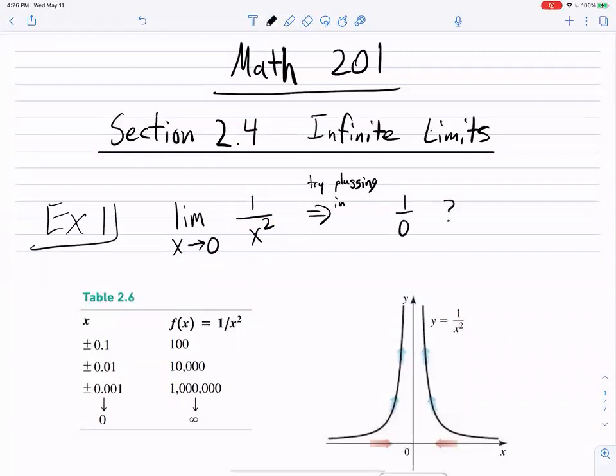But what is 1 over 0? How do we represent what 1 over 0 is? Because you can't divide by 0, right? We're not allowed to do that. So we're not allowed to do 1 over 0. And so we need a different way.